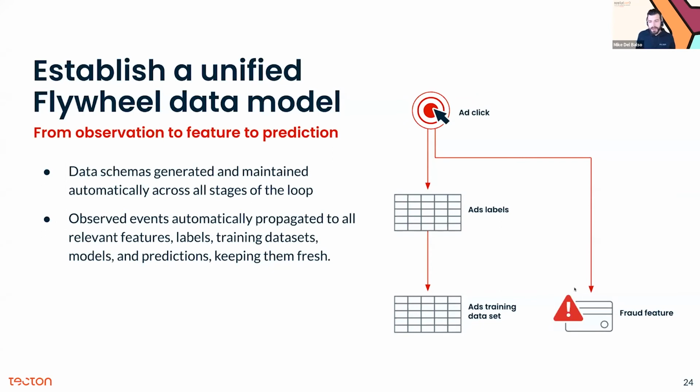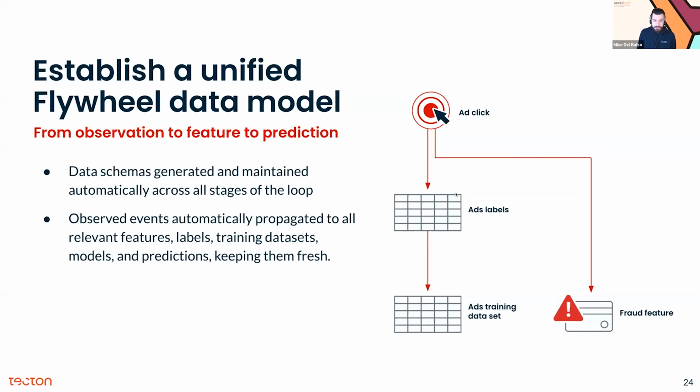So we want that to update our features, our fraud features, let's say, features that are being used for predictions right now. We also want that ad click, maybe that's something that we're predicting. So we want it to update a labels data set and then update a training data set. So there's this element of freshness that we want to have, and we want to have that propagate through all the data sets. And secondly, we need to establish these coherent, compatible data schemas in all elements of the infrastructure throughout the loop. And so that's something that we need to handle as well.